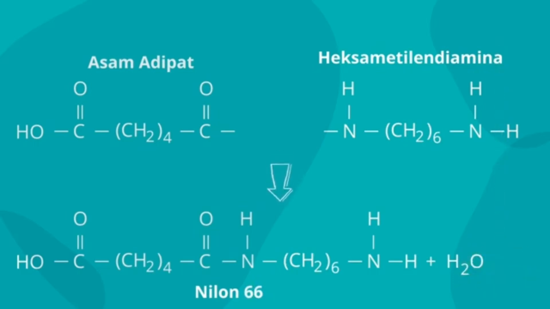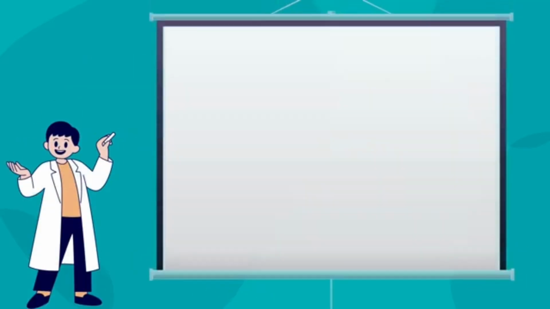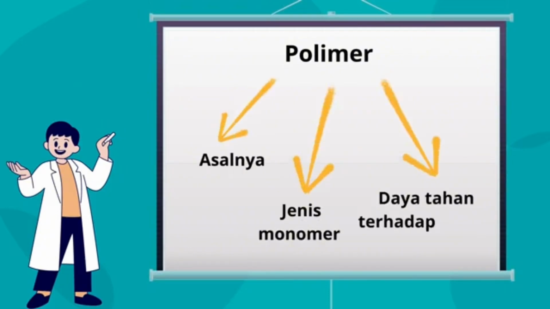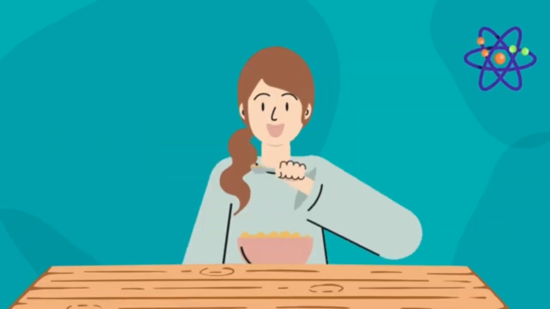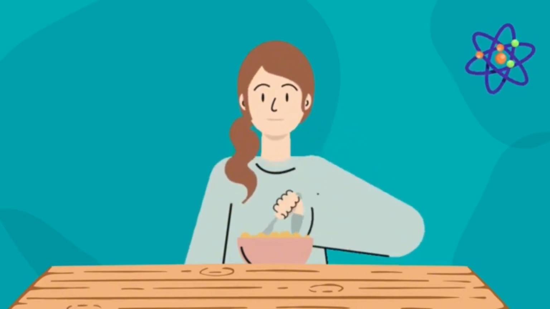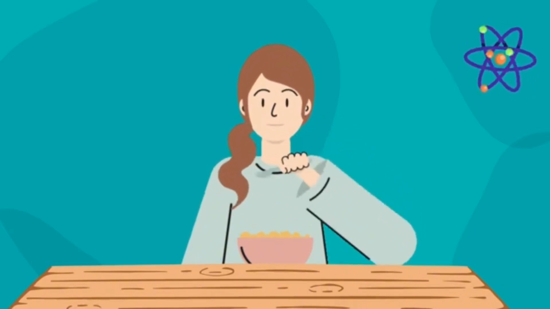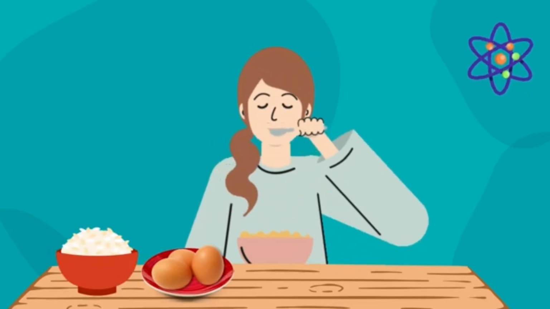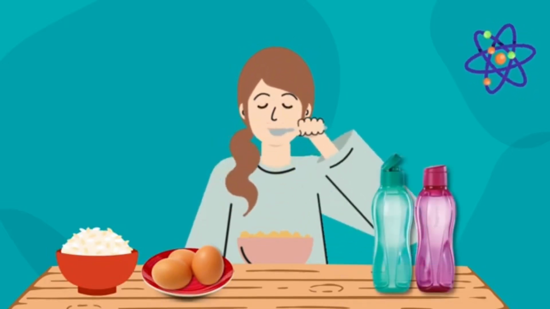Polymers can be categorized into several groups, both based on the origin and the type of the monomers, and also based on the resistance to heat. Based on the origin, polymers can be divided into two groups, namely natural polymers and synthetic polymers. Examples of natural polymers are carbohydrate, protein, and natural rubber, while examples of synthetic polymers are plastic.